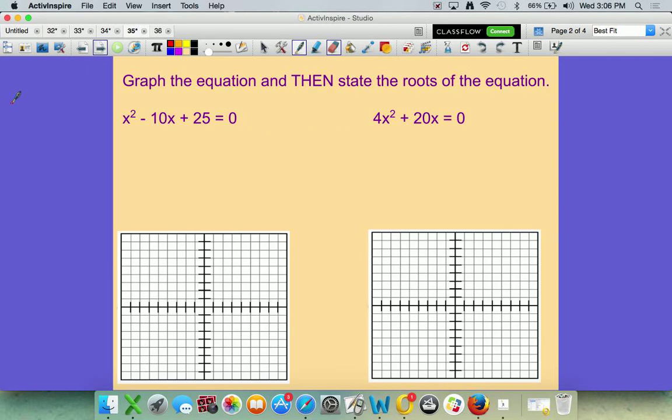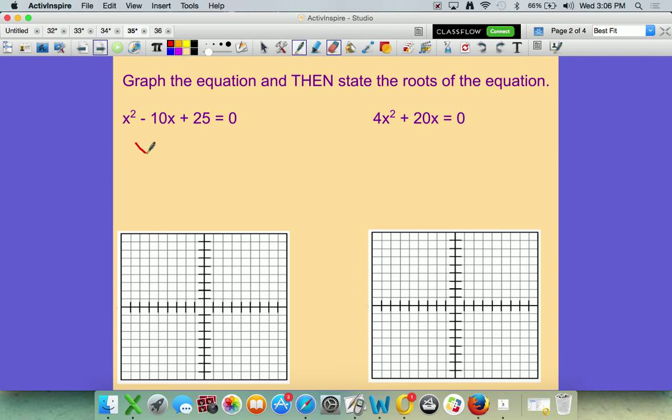Now this one, it says graph the equation and then state the roots of the equation. The first thing I see is we have an x squared here, so that tells me it's a parabola. I don't know what the roots mean yet, so let's just graph it out and see what happens. We know it's going to be a parabola. We know it's going up because our a value is positive. We just have to find the vertex.